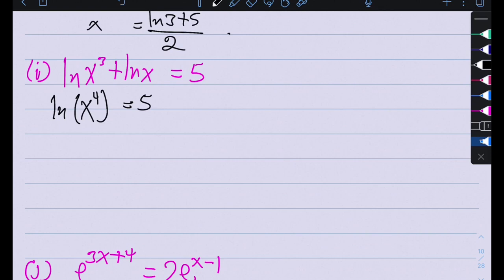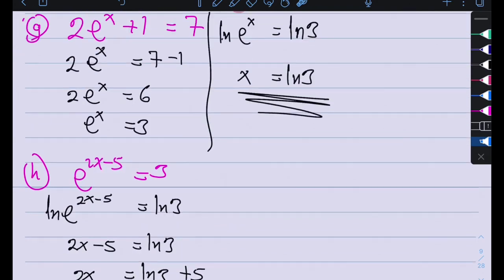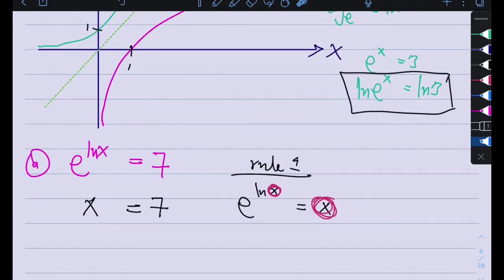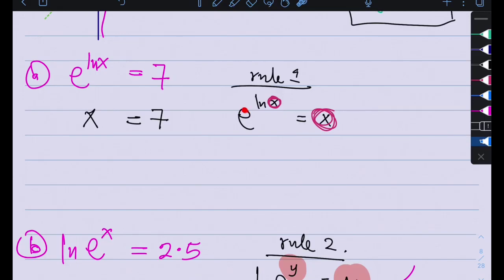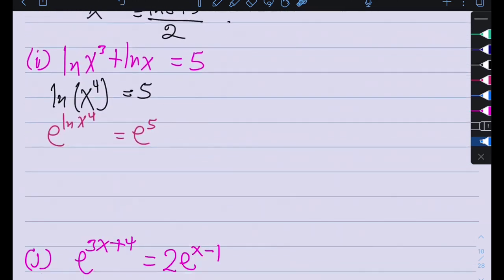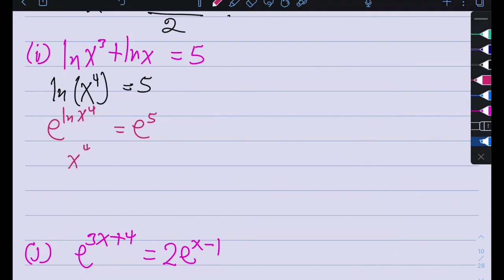Okay? Since you want to find x, if you have ln and you want to find x, what you do is make e the base for all the arguments. So this will be e^(ln x^4) = e^5, okay? So the argument that you had here, you let e carry all of them. Why? To answer your why, let's go back to rule number 1. Rule number 1 says that when we have e to the power ln of anything, the answer is that thing. That is why we can do what we are doing. So our answer is going to be x^4 = e^5, okay?